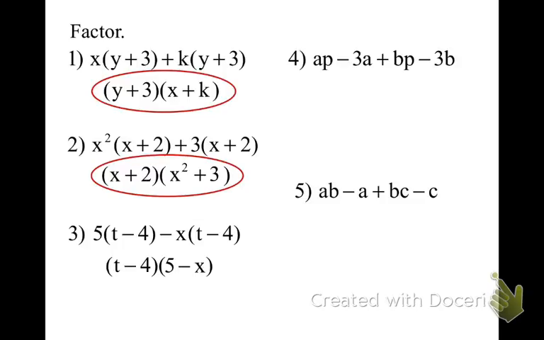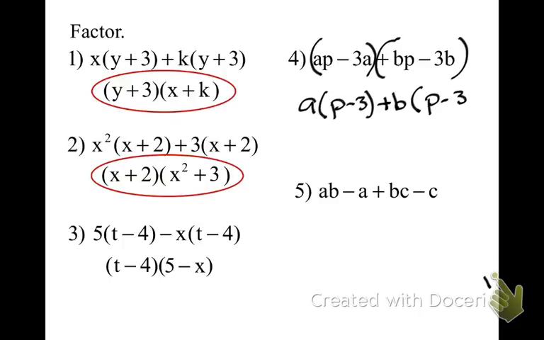Okay, number 4. Remember, we're going to group. I have 4 terms, so I'm grouping. So what can I factor out of the first group? A. And what's left? P minus 3. Good. And out of the second group? What am I factoring out? B. Plus B. The sign included. What's left? P minus 3. So my final answer is P minus 3 times A plus B.